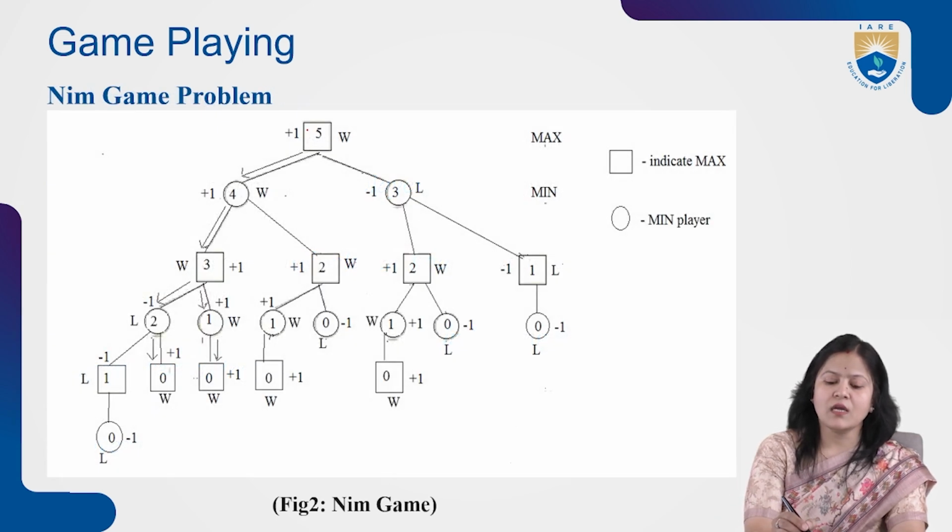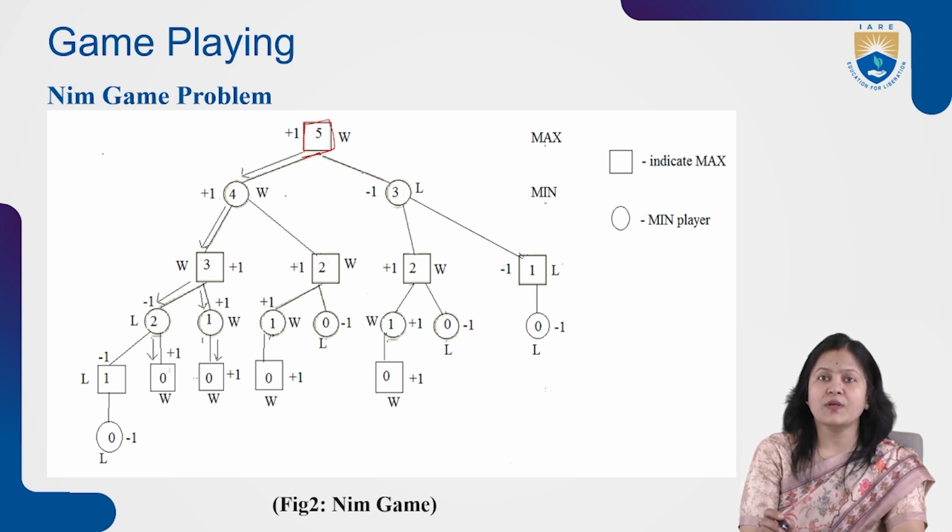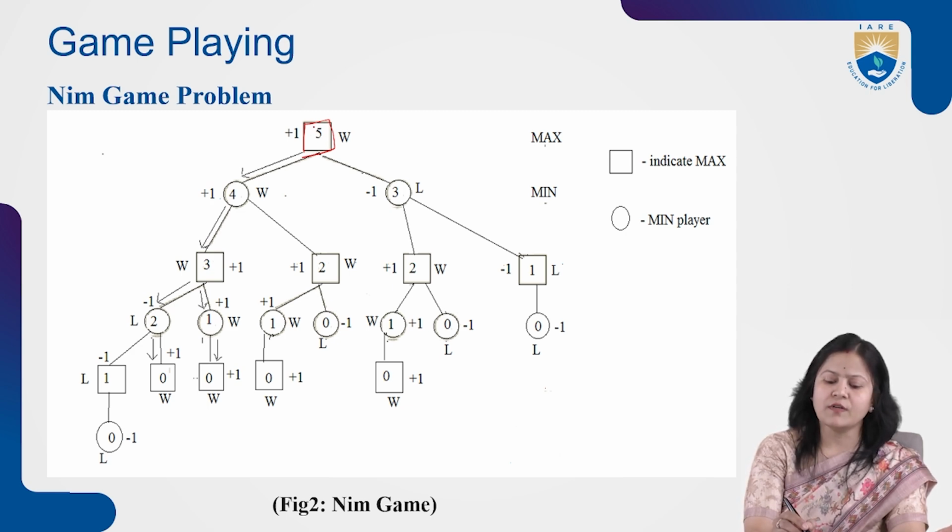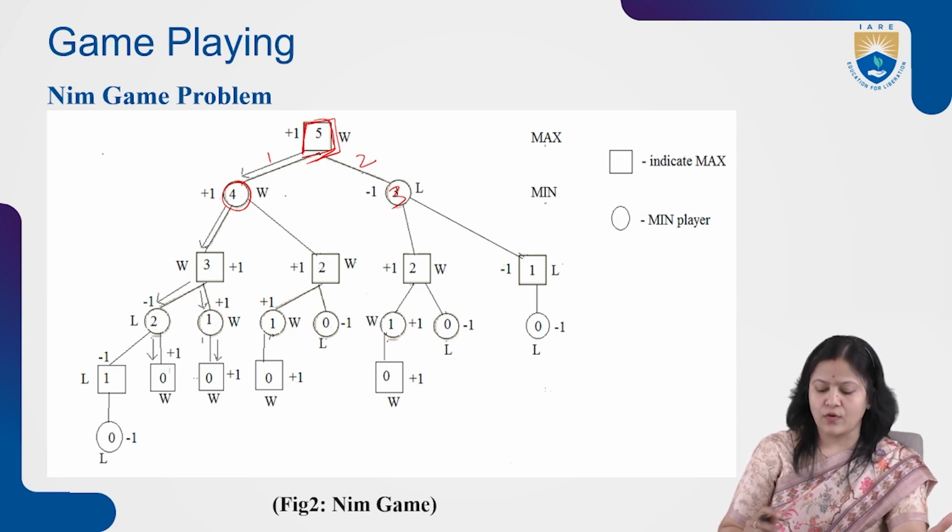Now you can see at the first layer 5 objects are there, and that node belongs to the Max player, so the Max player will start the game. As per the problem statement of the Nim game, whoever starts the game can remove one or two objects at a time. If the first player removes one object from here, how many will remain? 4. If it removes 2 objects from 5, how many will remain? 3. So the process will continue like this until the leaf node. I will explain that then.